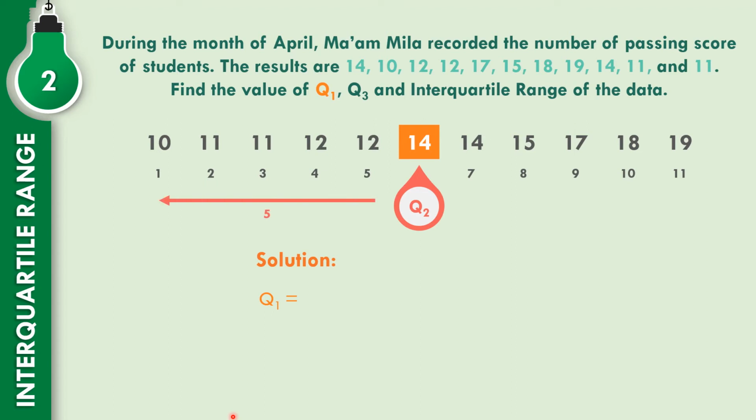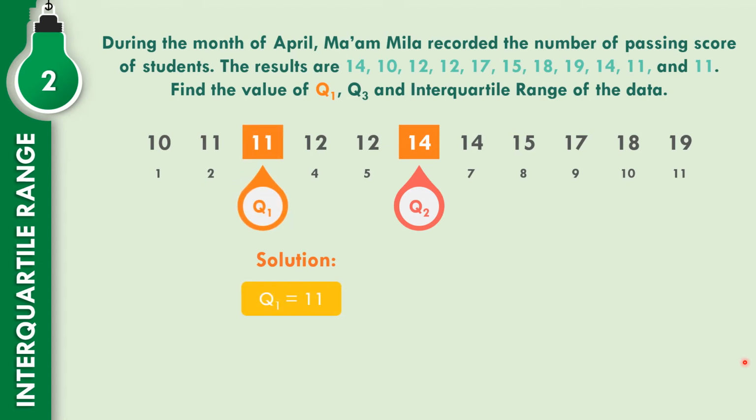So this is the lower half and the upper half. If we count, this is 1, 2, 3, 4, 5. Let us find the middle, and then we will find out the quartile 1. The middle is 11. So the quartile 1 is equal to 11. Let us identify now the quartile 3. Let us find the middle between 14, 15, 17, 18, 19. The middle is 17. So the Q sub 3 or the quartile 3 is equal to 17.